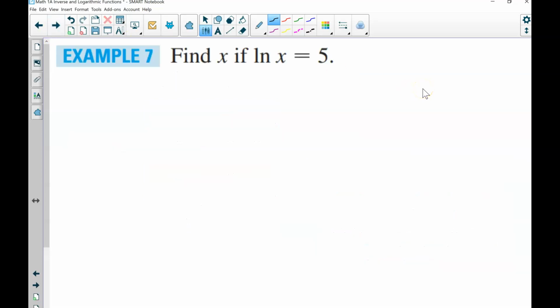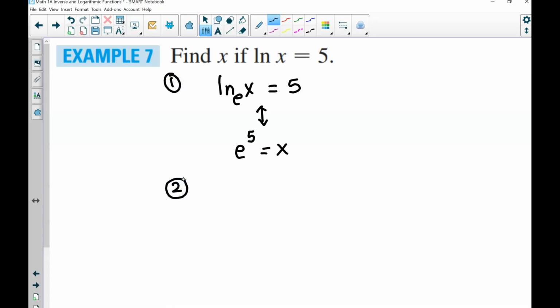So let's take a look at example number 7 here. We want to find x if the natural log of x is equal to 5. Using theorem 8, we would say that the natural log of x is equal to 5. So what is the base of the natural log? Well, we know that it's e. So now we want to convert this into exponential form. By converting it into exponential form, 5 is the exponent on base e to get x. So therefore, what does x equal? Well, it equals e to the 5th power. That's one way of finding the solution.